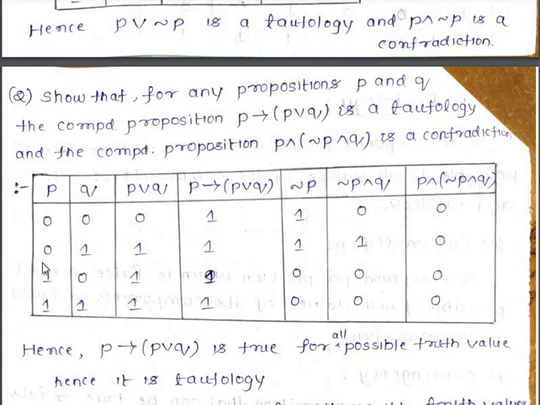Same, 0 0, 0 1, 1 0, 1 1, these are the possible truth values. For these values we are going to check P or Q. If any one of the values is true, then true. So 0 0 is 0, 0 1 is 1, 1 0 is 1, 1 1 is 1. If P, then P or Q.